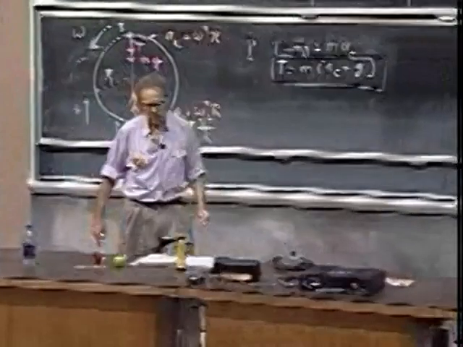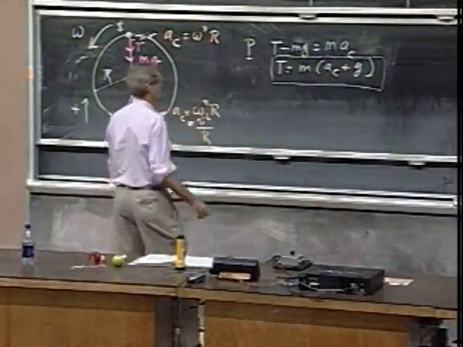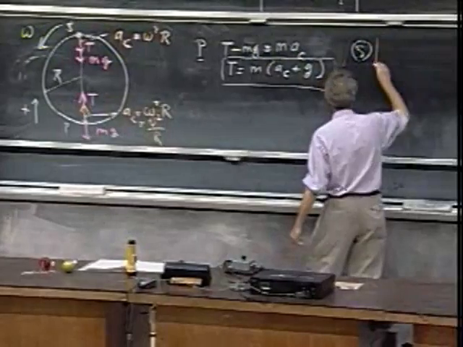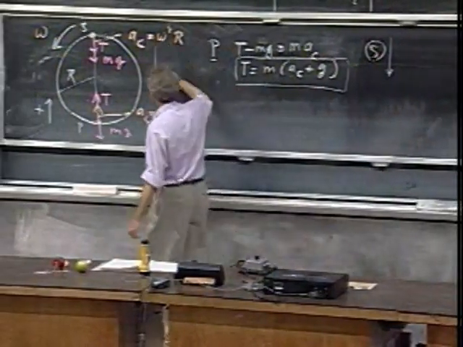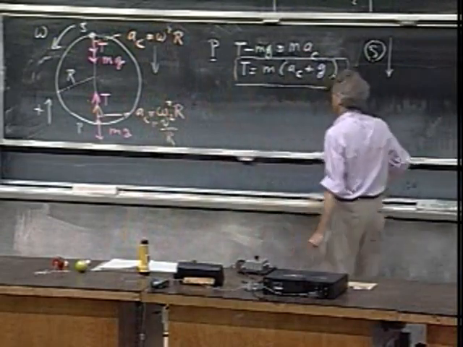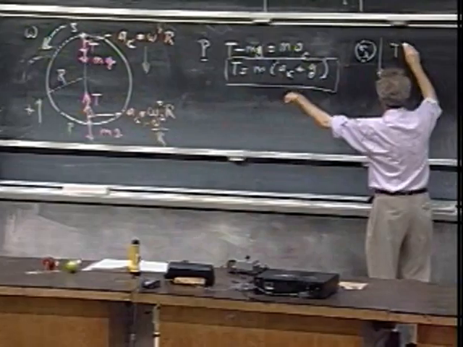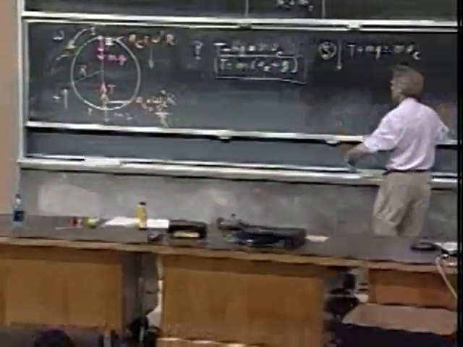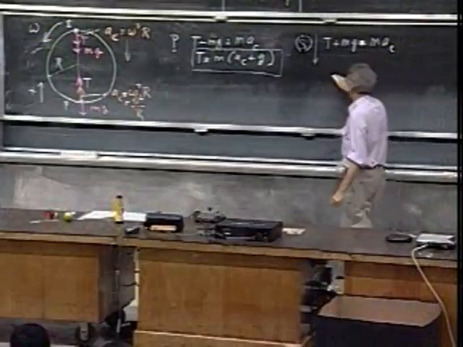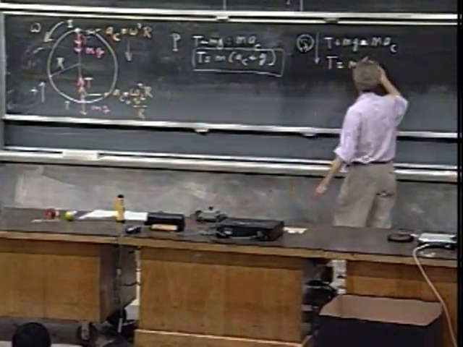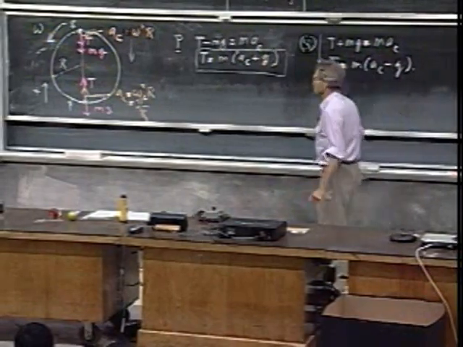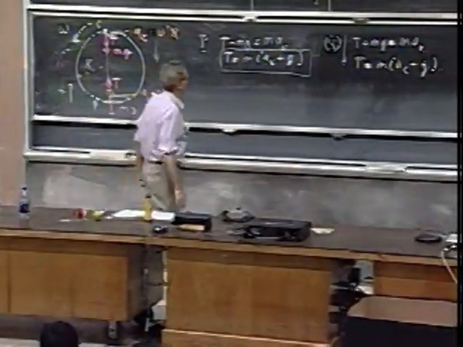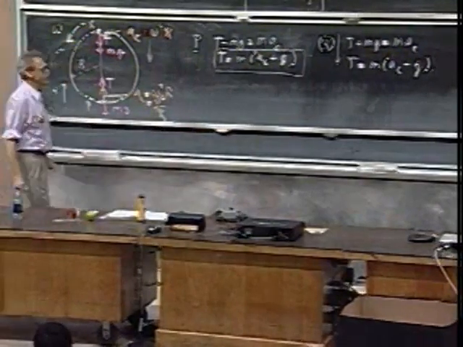Let's now look at the situation at S. At point S, I'm going to call this plus and that minus. I'm going to find that T plus mg must be m times the centripetal acceleration, Newton's second law. So I find that the tension there equals m times (a_c minus g). Hey, very similar to what I've seen before. This object is losing weight.